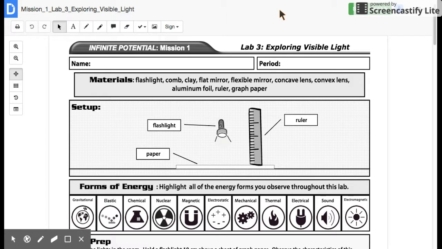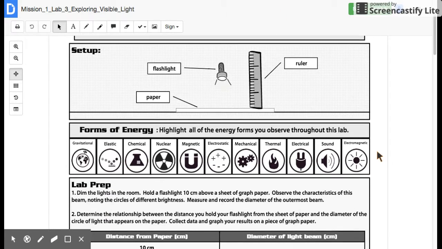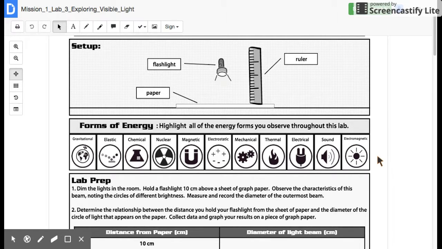All right, this is a pre-lab screencast for Lab 3, Exploring Visible Light. A lot of this I'll discuss and show you in class, but there are some things that you can get from a pre-lab that I want to talk about. First off, the setup for the first part of the lab.